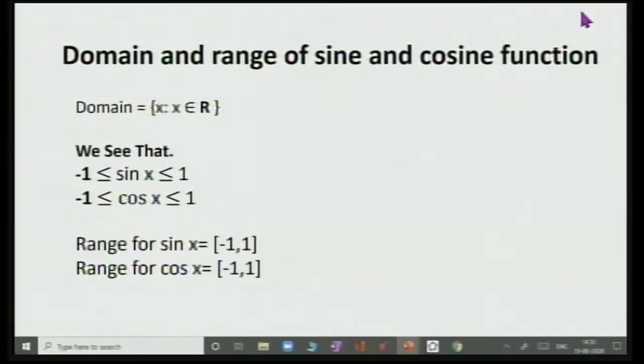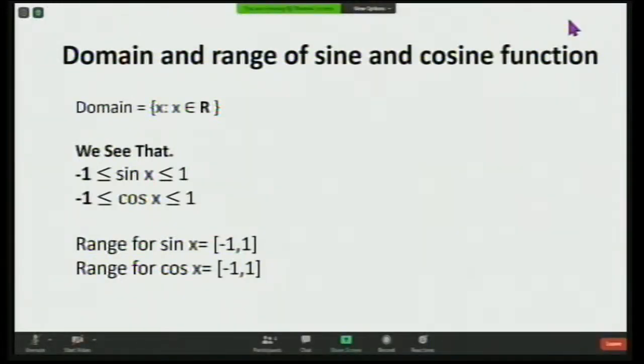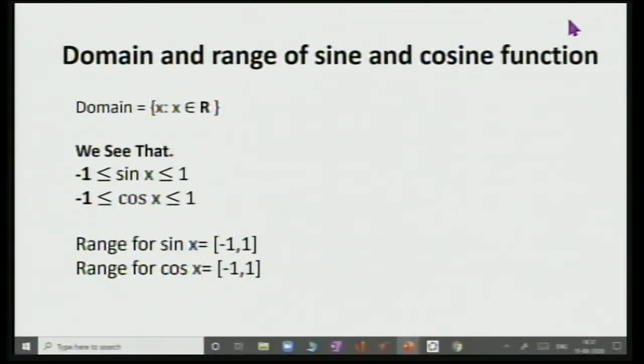The value of sine and cosine function lies between -1 and +1. And you know why it lies between -1 and +1, because we have discussed this in the last session. That is actually the range. And what is the domain? Since it is defined for each and every real number, the domain is the entire real numbers, and the range, between which sine and cosine lie, is -1 and +1.